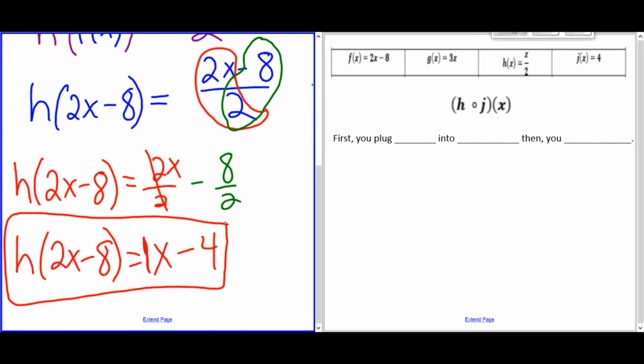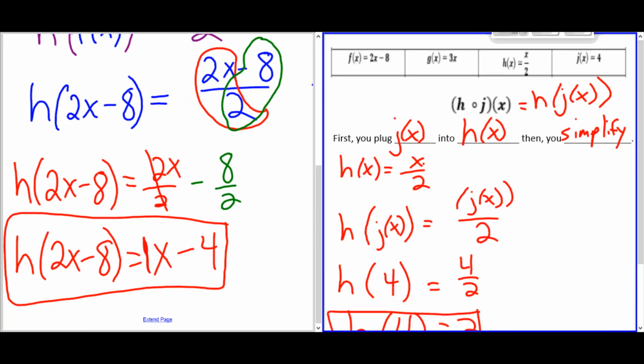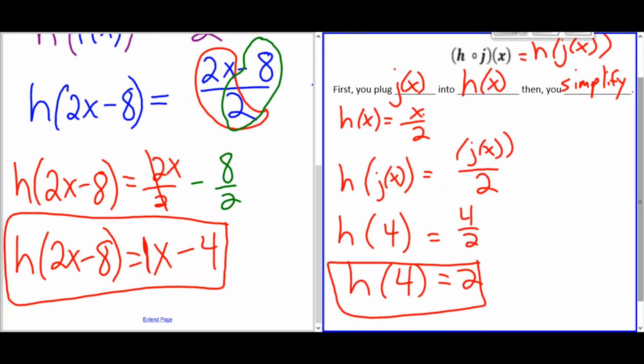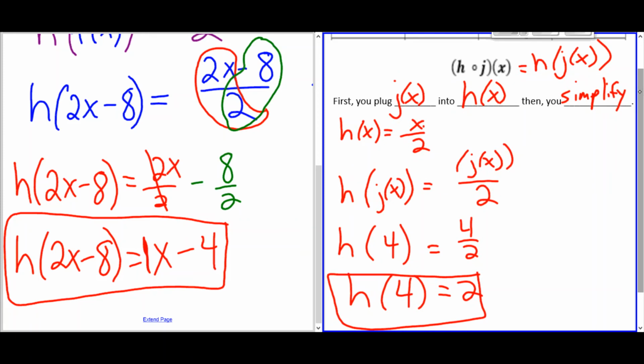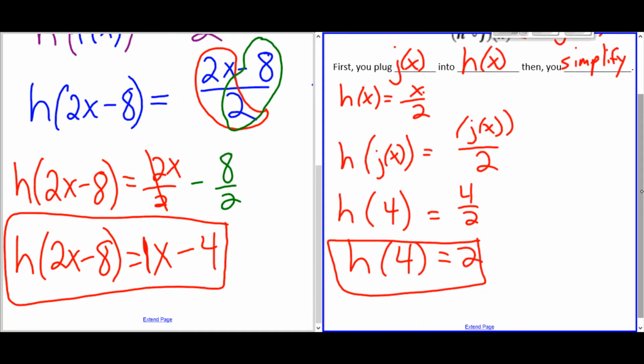I want you to try the one on the right. Pause the video, give it a try. When you unpause it, I'll have worked that one out for you. So here is the solution for that one. So they wanted h of j of x, so I just rewrote it in that better notation. So first you plug j of x into h of x, then you simplify. So I have h of x equals x divided by 2. So h of j of x equals j of x divided by 2. We know what j of x is. It's 4. So we're going to say h of 4 equals 4 divided by 2. So h of 4 equals 2.